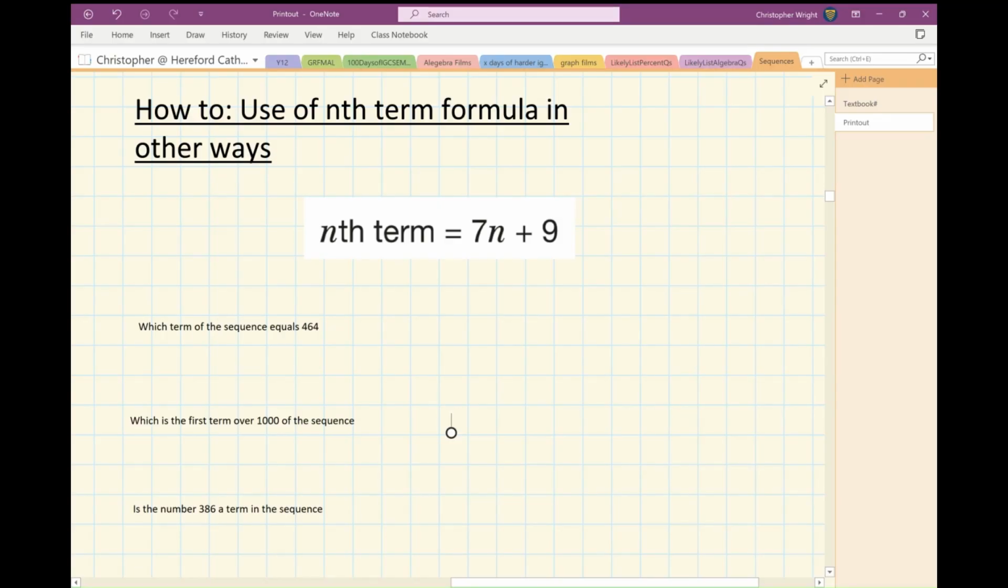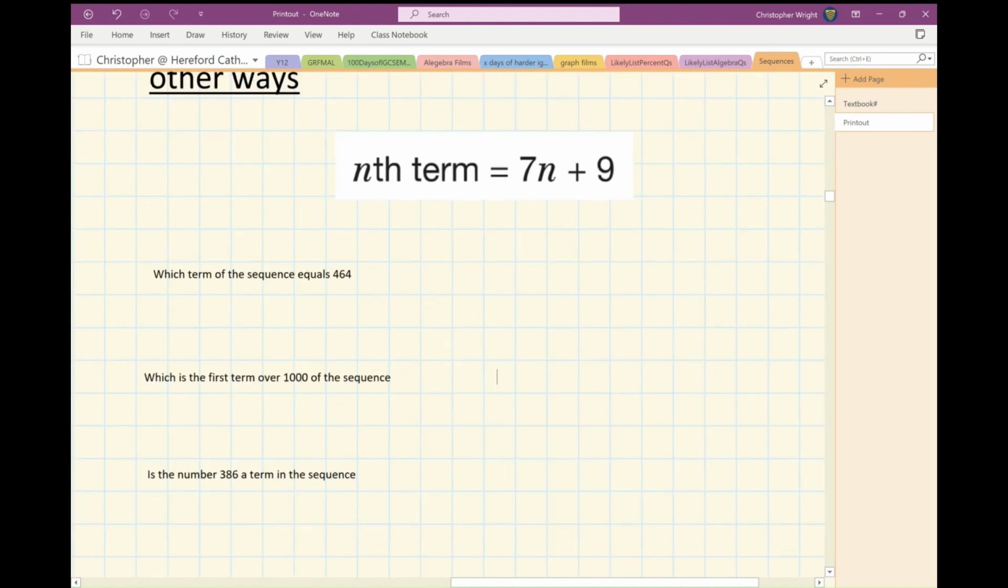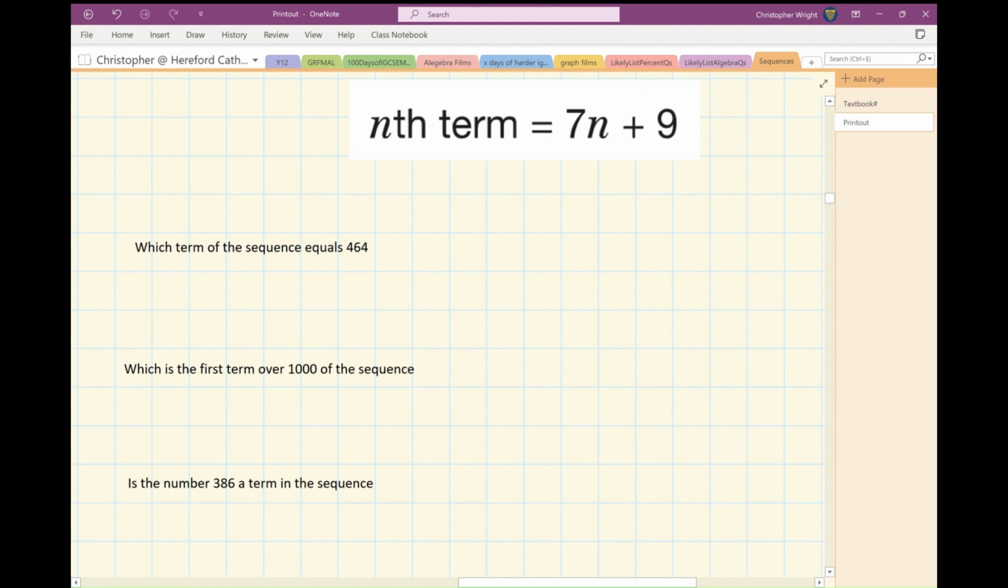Here, there are some other ways in which you need to use the nth term formula for a sequence. To illustrate these, I've got an nth term formula here. The nth term of my sequence is 7n plus 9, and we're going to look at 3 questions. We're going to look at ascertaining which term of the sequence has a certain value, in this case, which term of the sequence equals 464. We're going to ascertain a way of finding out which is the first term that's over 1,000. And we're going to find a way of working out whether or not a certain number is indeed a member of the sequence.